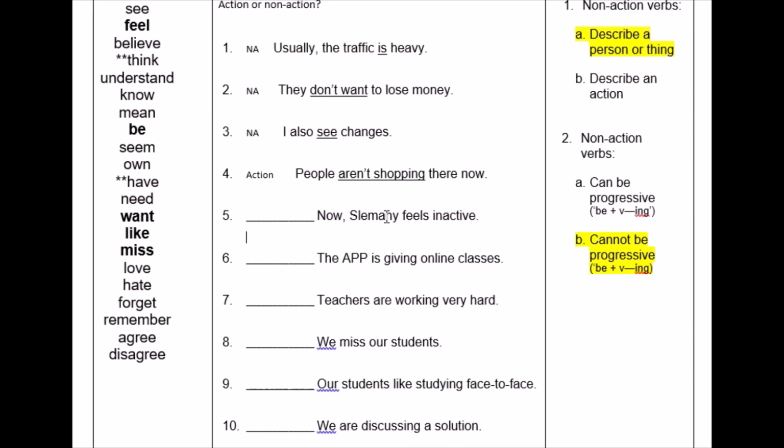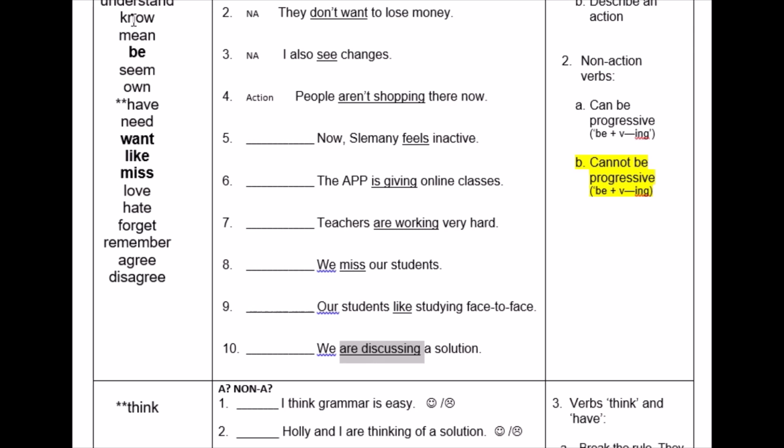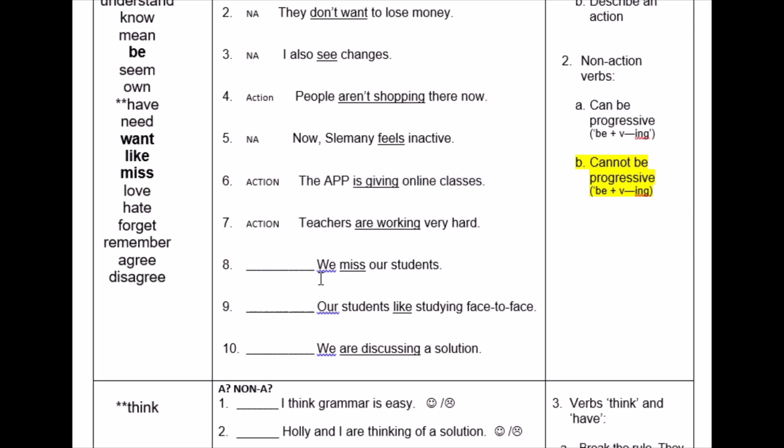Okay, we're back. So here are the answers for the rest of these examples. These are all from the reading that you did, okay? And it's all pretty easy. I think now you get the idea. So number 5, now Slimani feels inactive. That's a non-action. The APP is giving online classes? Action. Teachers are working very hard. Action. Good. We miss our students.